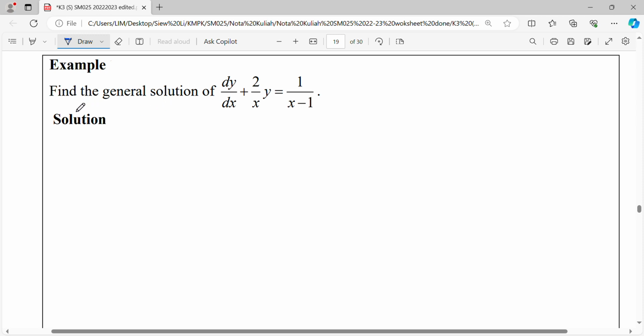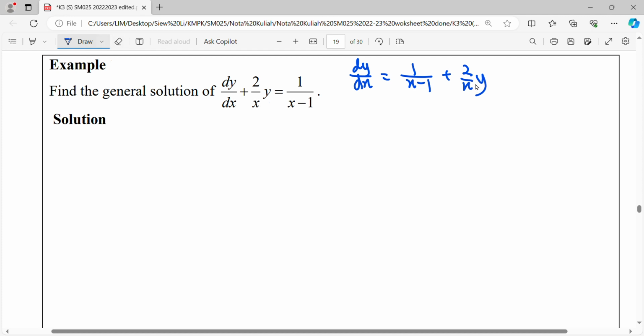Next, find the general solution for this dE. First, we check, express dy/dx as the subject. As we move this term back to the right hand side, it will be plus 2 over xy. Then we can notice that we can't factorize anything. We can't factorize a y. So y is attached to x, which means x and y cannot be separated.